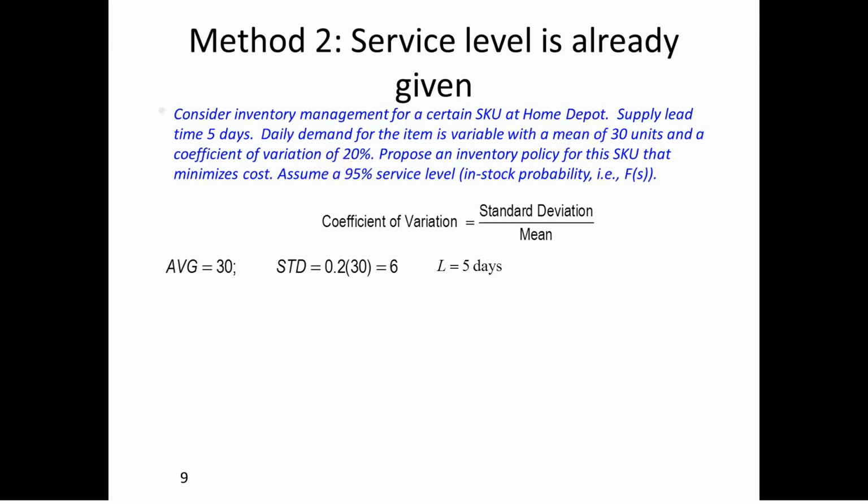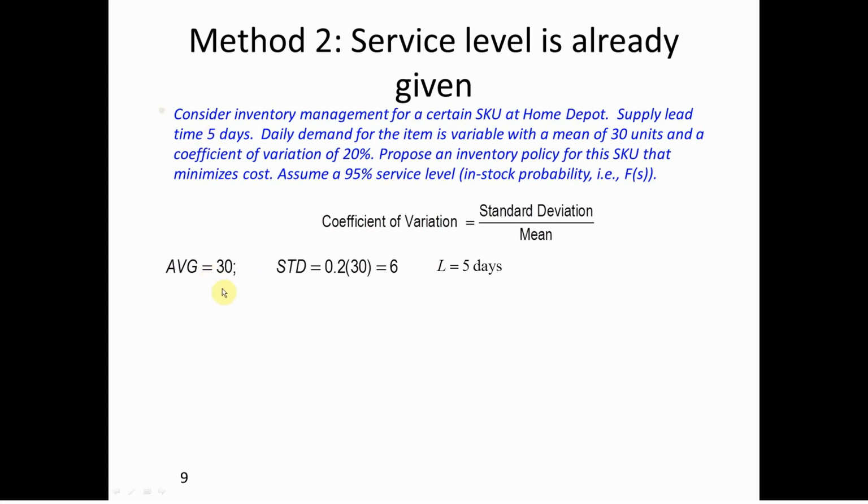Now, sometimes it's convenient to give the coefficient of variation, which again is just the standard deviation divided by the mean. So what policy should we have for this SKU that minimizes cost, and we want to maintain a 95% service level? In other words, always have this unit in stock 95% of the time over the time period that we have to order, which is going to take 5 days.